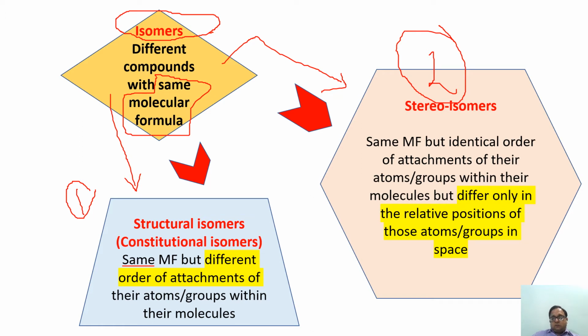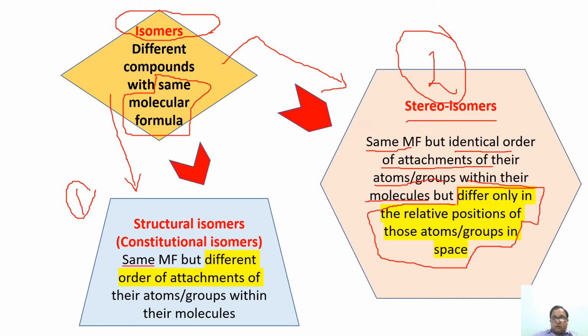On the other hand, stereoisomers are the compounds having the same molecular formula and identical order of attachment of their atoms and groups within their molecule, but they differ in the relative position of those atoms or groups in space. So my dear students, please mind here, stereoisomers are the isomers that differ in the relative position of atoms or groups in space.